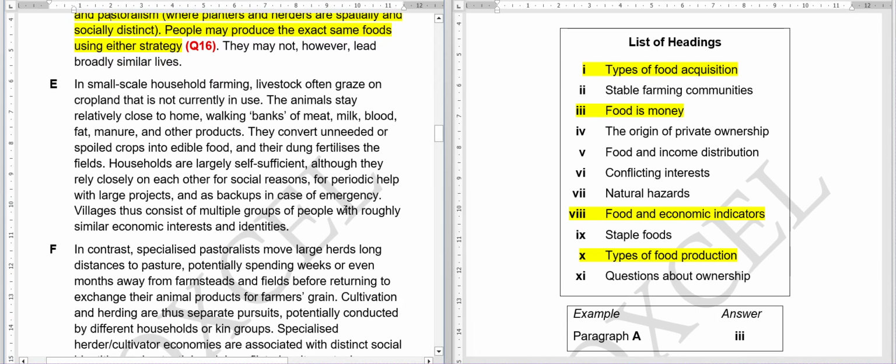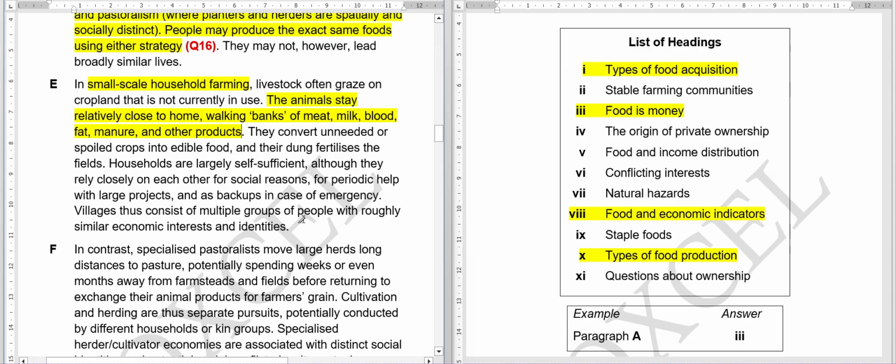In small scale household farming, livestock often graze on cropland that is not currently in use. So now we're talking about small scale farming. What happens here is livestock often grazes on the cropland that is not in use. The animals stay relatively close to home, walking banks of meat, milk, blood, fat, manure, or other products. So these are the things animals are used for. They convert unneeded or spoiled crops into edible food, and their dung fertilizes the fields.